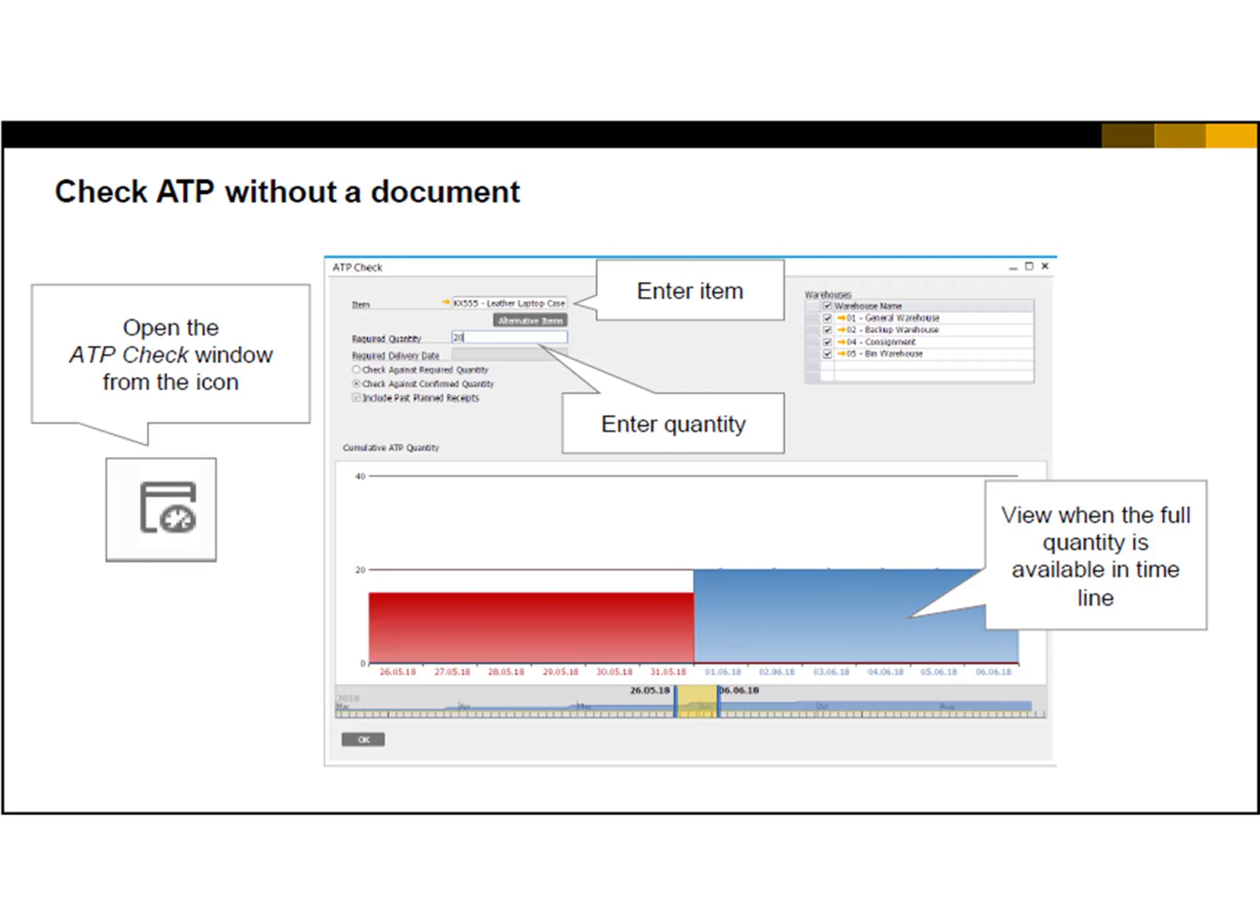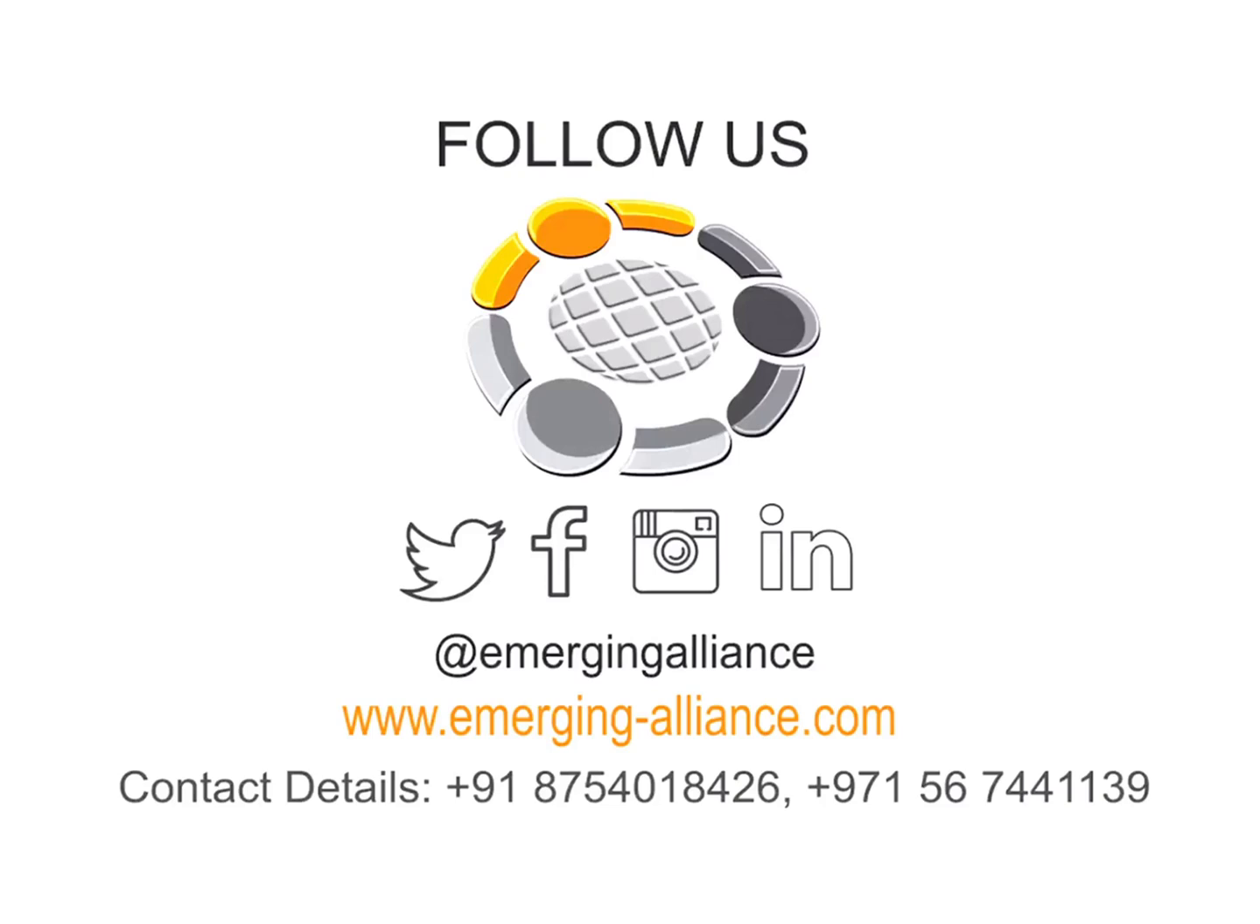Red indicates the full quantity cannot be delivered on those dates. Blue indicates when the full quantity is available in the timeline. Here, we see that only 5 are available until June 6. You can scroll right and left on a timeline to see when the item is available. You also have the option to switch warehouses and view availability of alternative items.